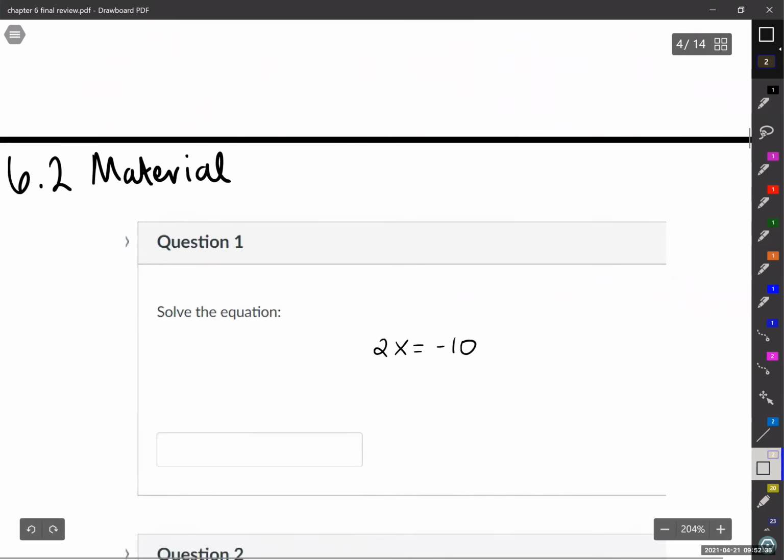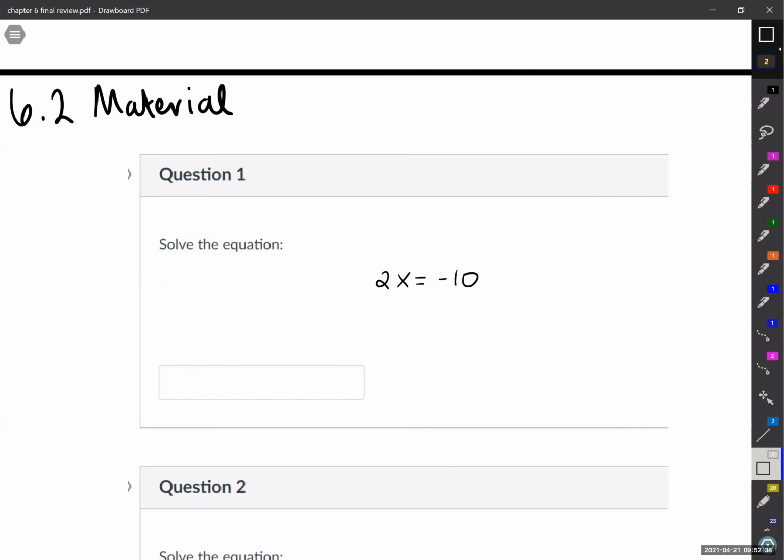Now this brings us to 6.2 material. In 6.1, we simplified expressions, but in 6.2, we learned how to solve equations. So if y'all would solve one equation, what x value makes 2 times x equal to -10?